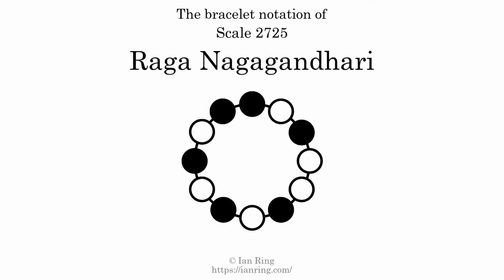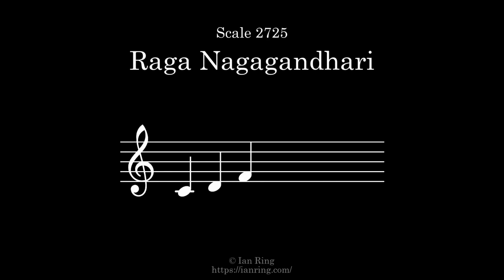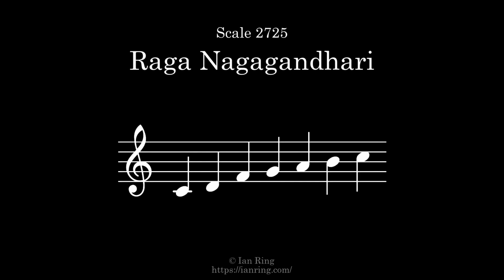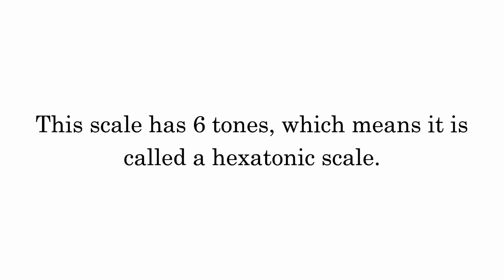2725, Raga Nagagandhari, which sounds like this. This scale has 6 tones, which means it is called a hexatonic scale.